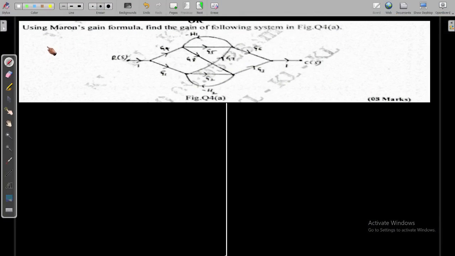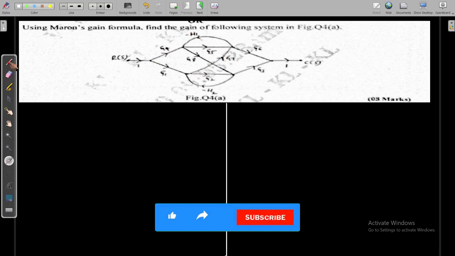Today we are going to see problems based on the Mason's gain formula, which you can solve for the signal flow graph. So this is the first problem I am going to solve. See how this problem is given. The gains G1, G2, G3 and G4, G5, G6 are given. Next, G7, G8 are given, and you also have two feedback elements, that is H1 and H2.